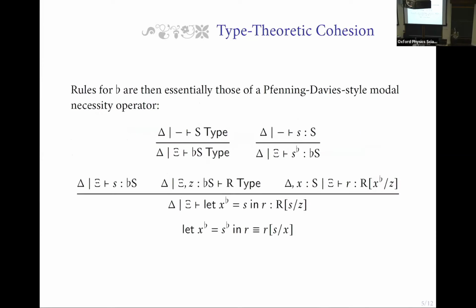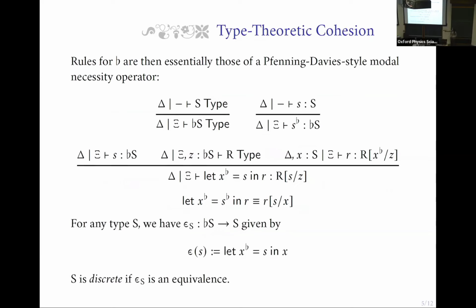Once you have that set up, the rules for your flat modality are very simple. If you've seen Fenning-Davies style accounts of modal type theory before, it's basically exactly that. You get this type that internalizes when you have something that depends only on discrete variables, and lets you pattern match on things like that. From that, we get this counit operation here that takes the flat modality of a type back to the original type. And we say that S is discrete if this counit map is an equivalence.